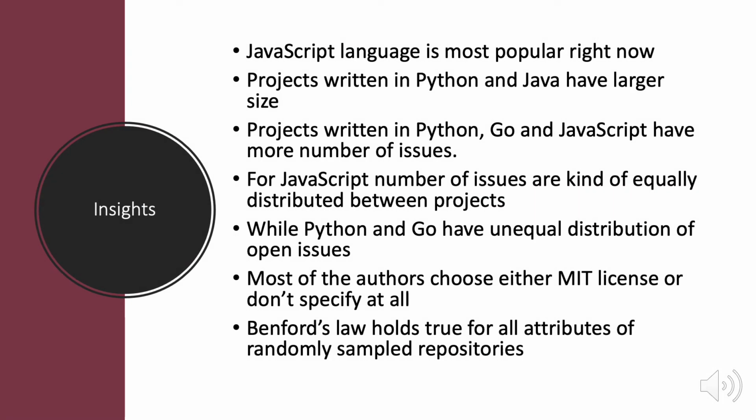Some of the insights that we got from this visualization: JavaScript is the most popular language right now. Projects written in Python and Java have larger size. Projects written in Python, Go, and JavaScript have more issues. For JavaScript, the number of issues is kind of equally distributed between projects, while Python and Go have an unequal distribution of open issues. Most of the authors choose the MIT license or don't specify one at all. And Benford's law holds true for all the attributes of randomly sampled repositories.